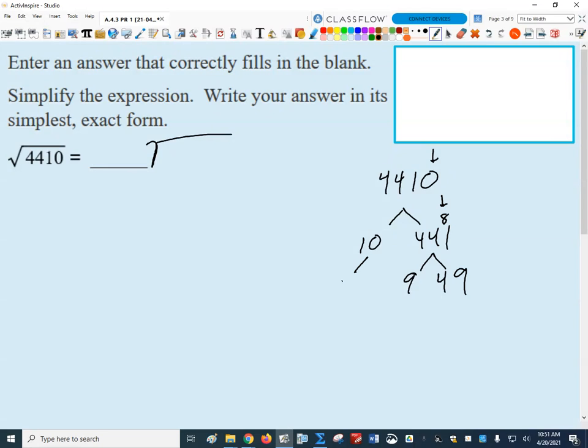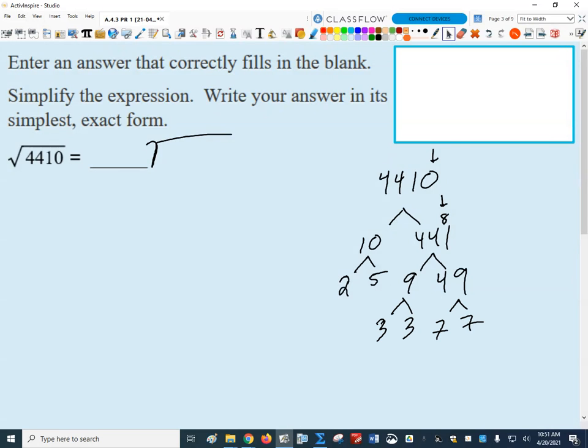Okay. So let's split these apart again. Well, the 10 splits up into a 2 and a 5. I guess we forgot about the 10. The 9 splits up into what? 3 and 3. And the 49 splits up into 7 and 7. Okay, why'd we do that?